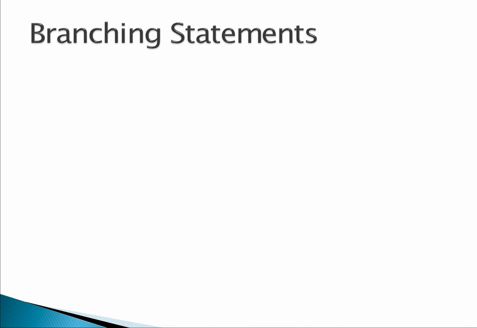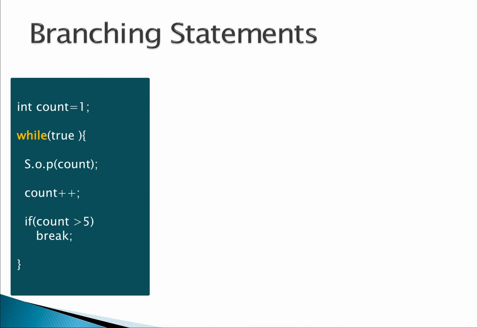Branching statements. Let's take an example here. Here int count is equal to 1, while true. When I say while true, it is going to execute all the time. It's going to be an infinite loop because it is never going to be false. If you have a condition like count less than 5, then it has a tendency to become false at some point of time. Here it is not going to become false at all because it is while true, which means the block of code is going to execute infinitely.